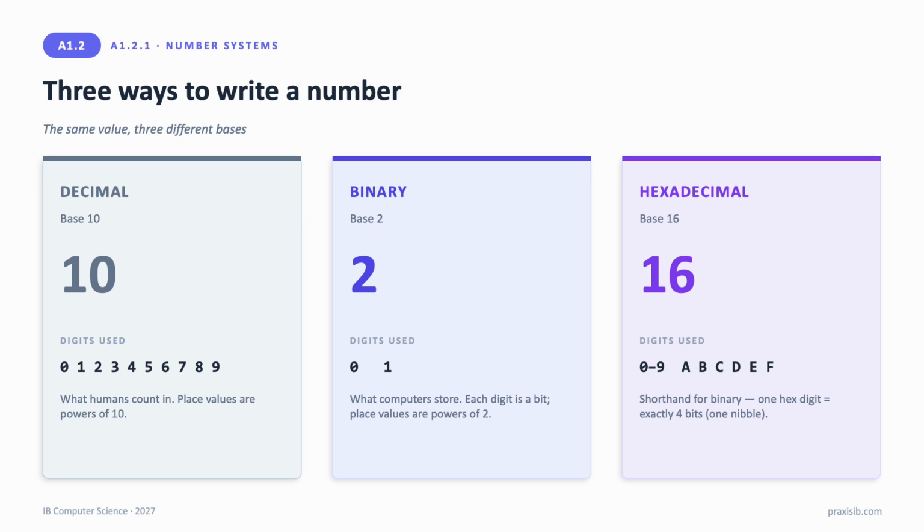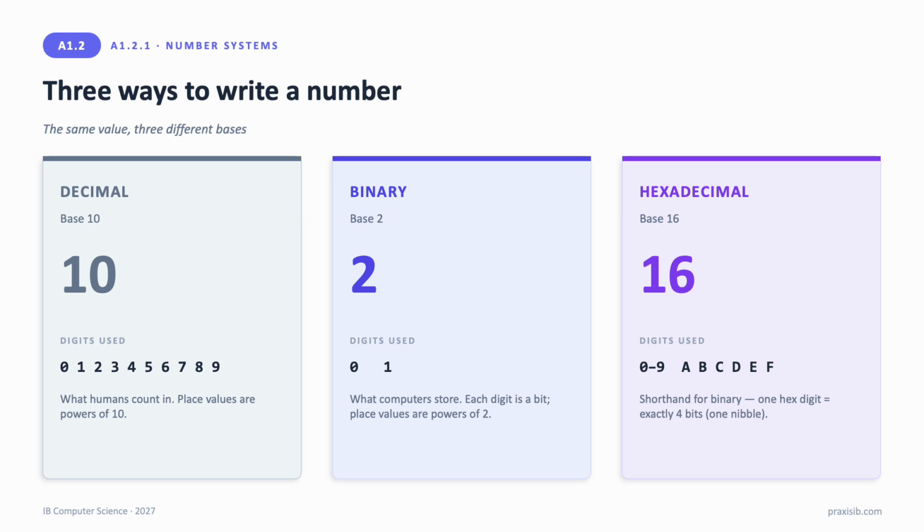Let's begin with something you already know better than you think. When you count 1, 2, 3 all the way to 9 and 10, you are using a system called denary, also called decimal or base 10. Why 10? Almost certainly because humans have 10 fingers. In denary, we have 10 different symbols to work with, 0 through 9.